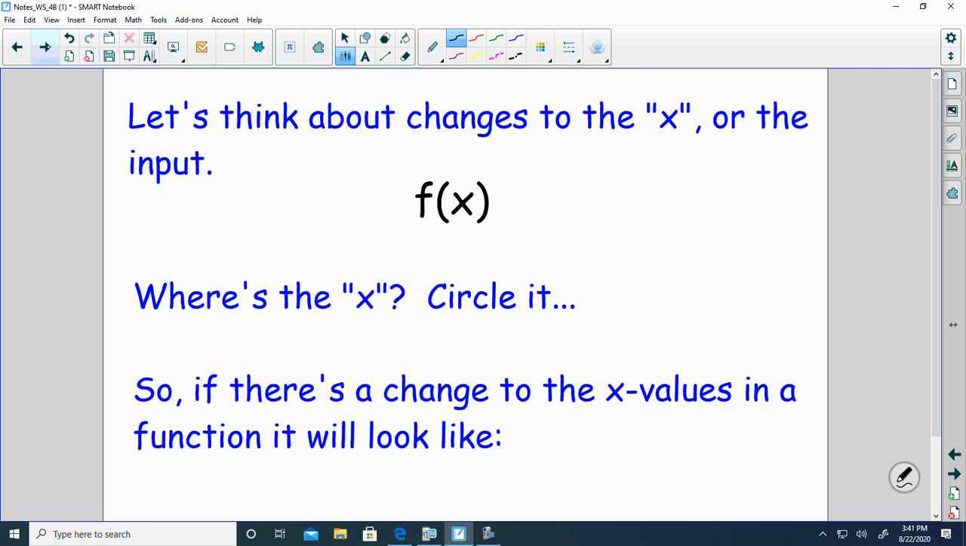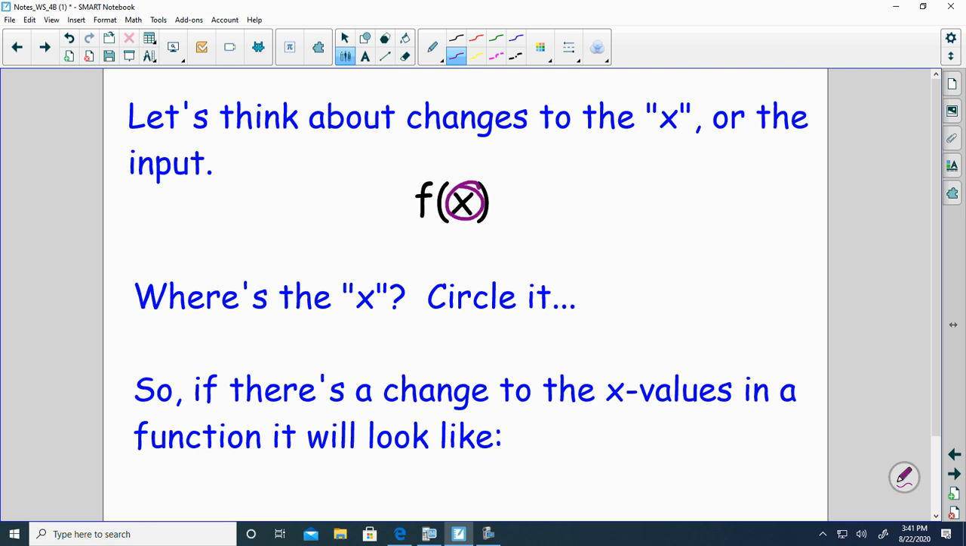Cool. Moving on. So let's think about f at x. Remember, that's the same thing as y. It's just functional notation. Where's the x? Circle it. Okay, well, we'll follow along. We'll circle the x. It's right there. Found it. So if there's a change to the x values in the functions, it will look like something a little bit different.